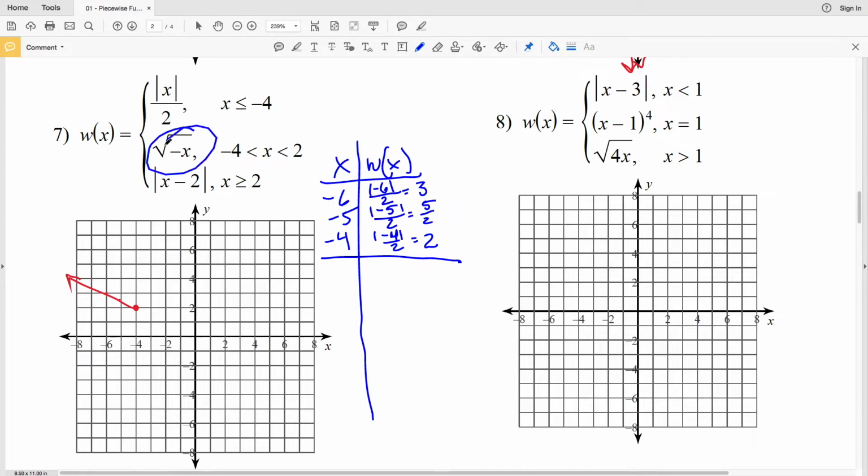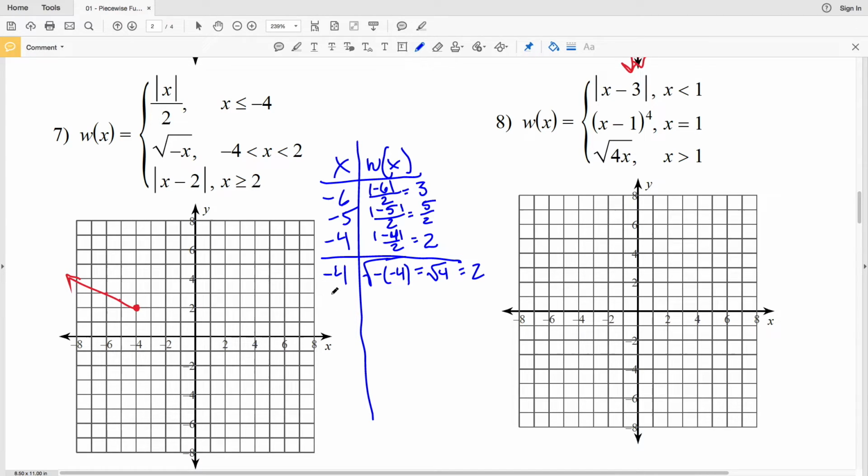Now I'm going to look at the next piece of this function that goes from the intervals -4 to 2, and it's the square root of -x. So entering in -4, the square root of the opposite of -4 is the square root of +4, which is a +2. So at -4, I'll be at 2, and I don't even have to make an open circle because that point's already included from the previous piece of our function.